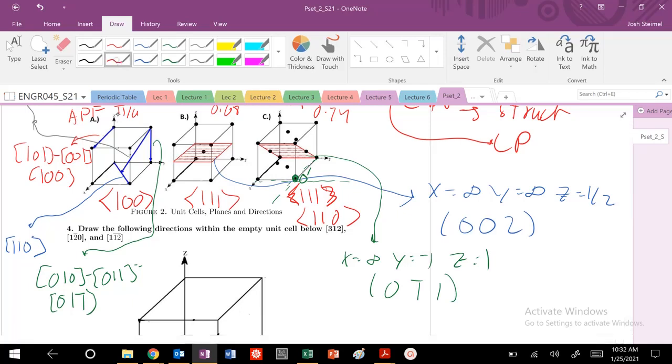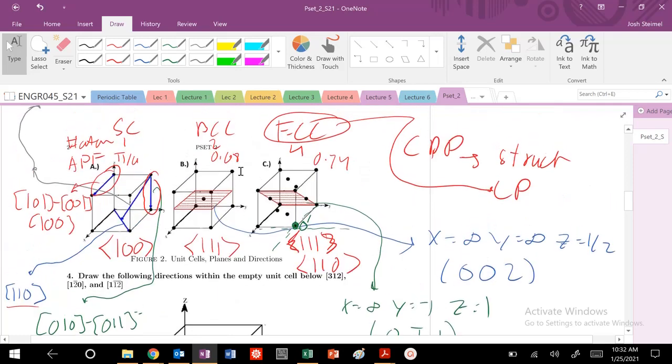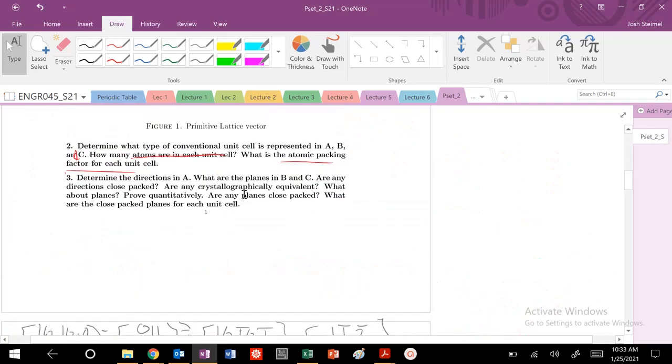The crystallographic equivalent directions are going to be this one and this one. Again, because they're that family, the 1, 1, 0 group, you can see here and here. They're going to be crystallographically equivalent directions, passing the same number of atoms, same magnitude, and those are the only ones. Are any planes equivalent? No. None of those planes are close packed either.